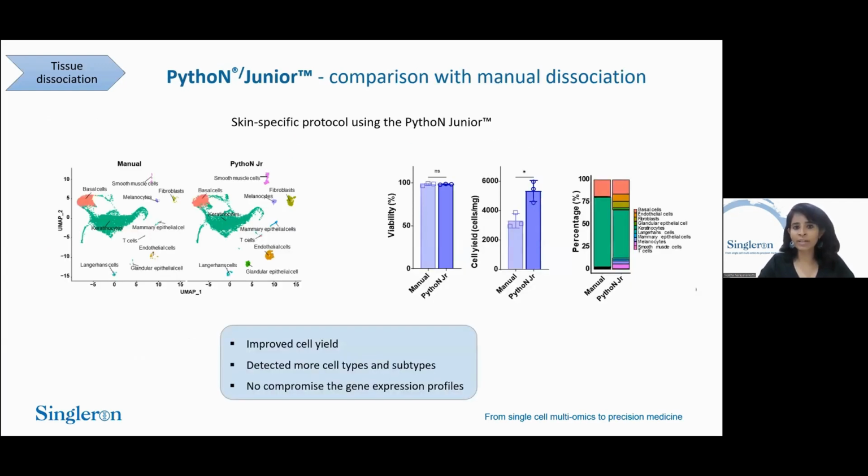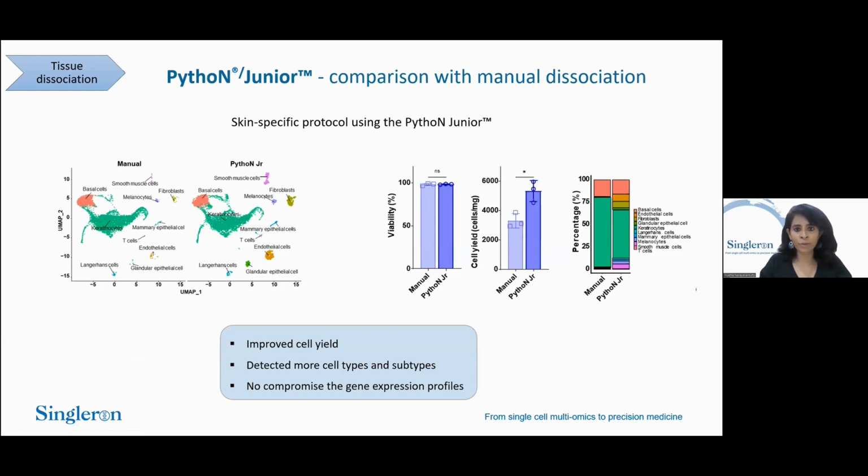And so I want to just end by also mentioning, I know a lot of people I see in the poll did manual dissociation. So why would you want to switch to or also consider doing automated dissociation? So we got some internal data where we used skin to carry out both manual and automated dissociation. Now, skin in general is a tough tissue to do dissociation.